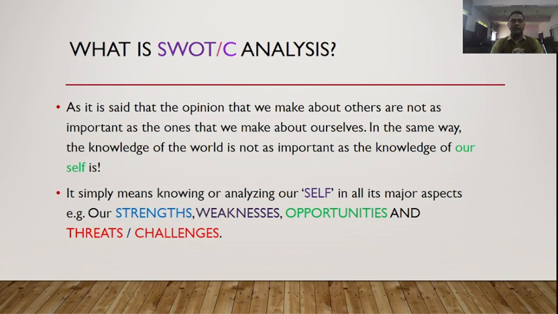First and foremost, the acronym SWOT stands for four qualities, four things, or four aspects of human personality. S stands for strengths, W stands for weaknesses, O stands for opportunities, and T stands for threats, or C stands for challenges. So if we analyze these four aspects of our personality, we will definitely know ourselves, we will analyze ourselves properly, and do things accordingly. And after this analysis, whatever we do, whatever we get involved in, will be very useful for all of us.